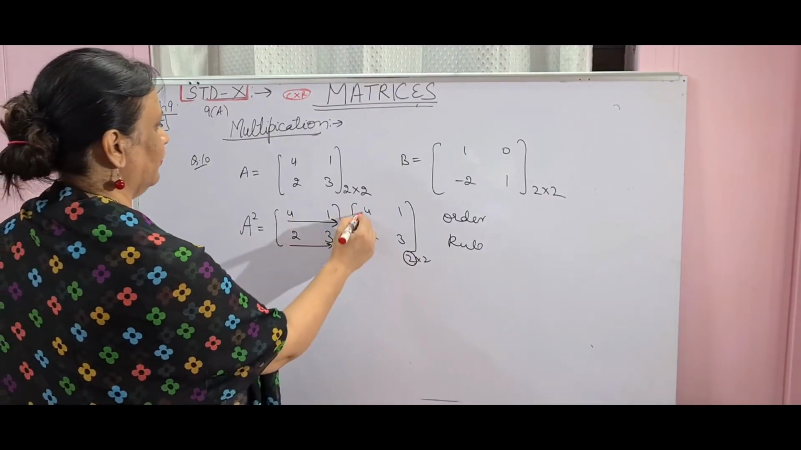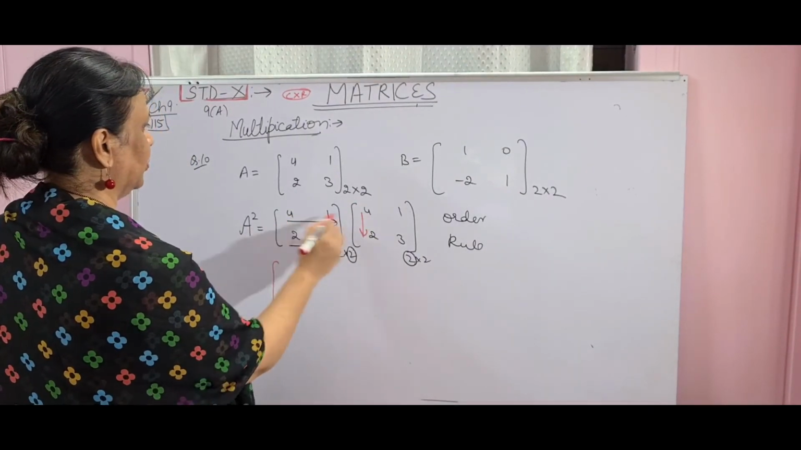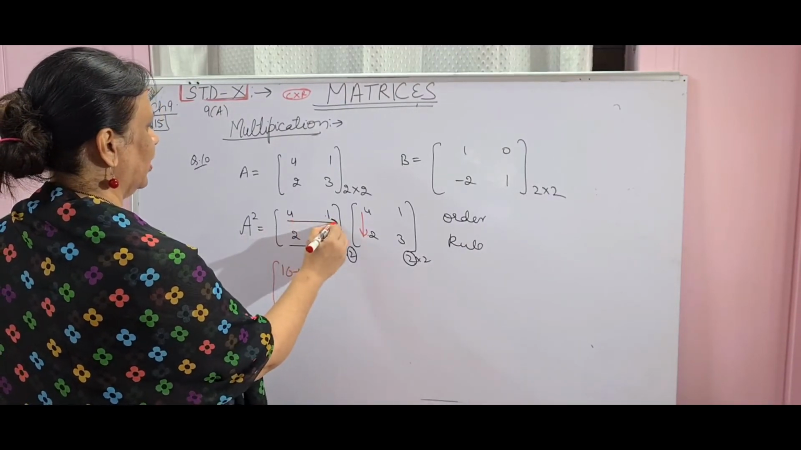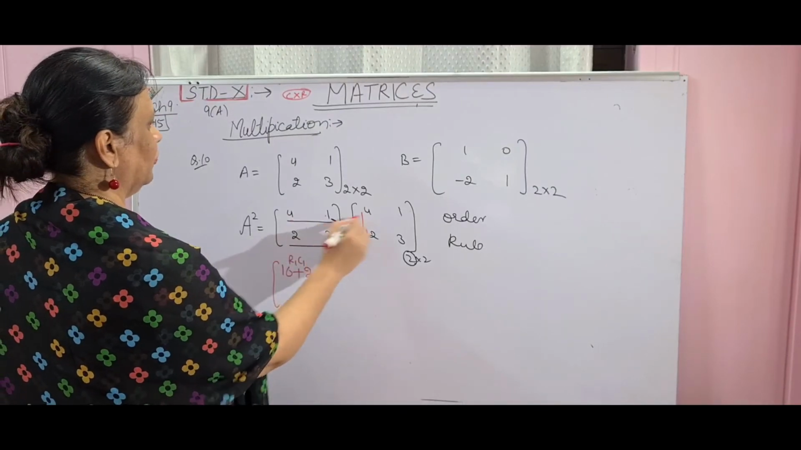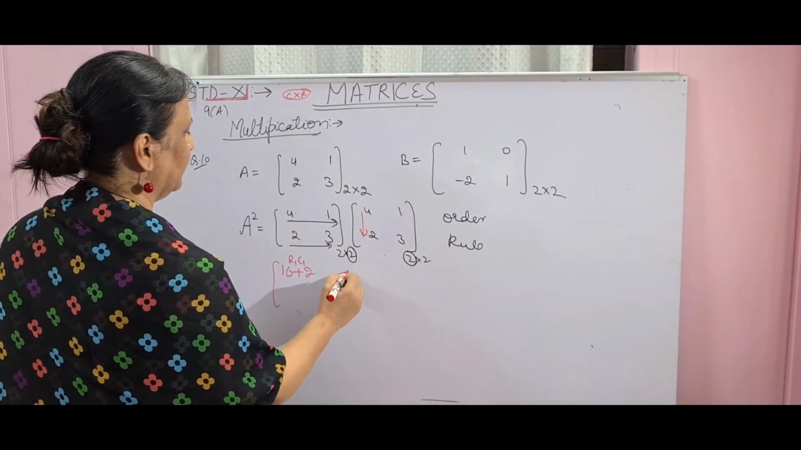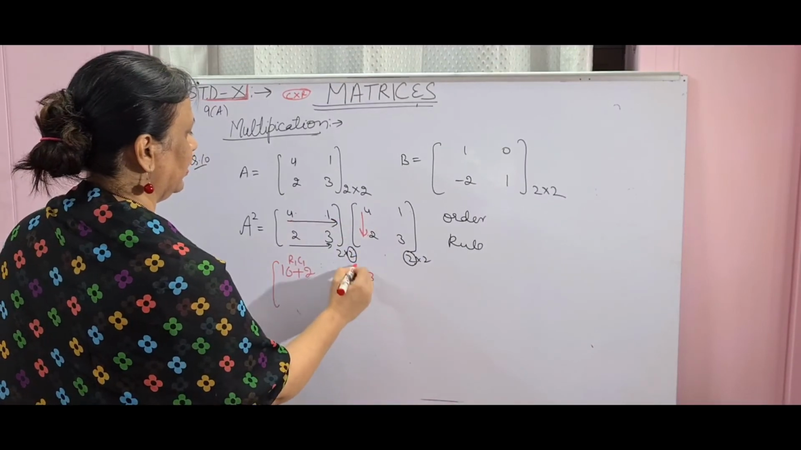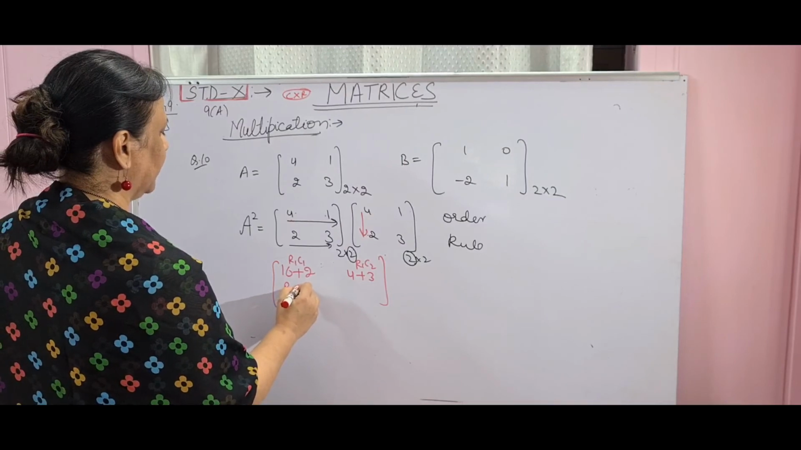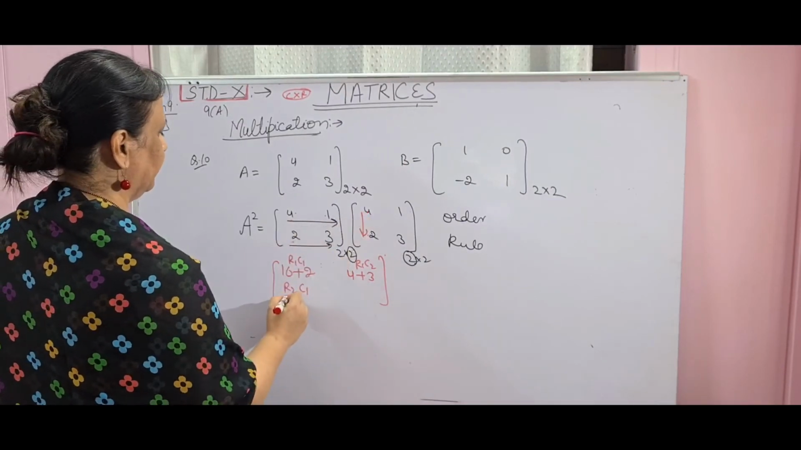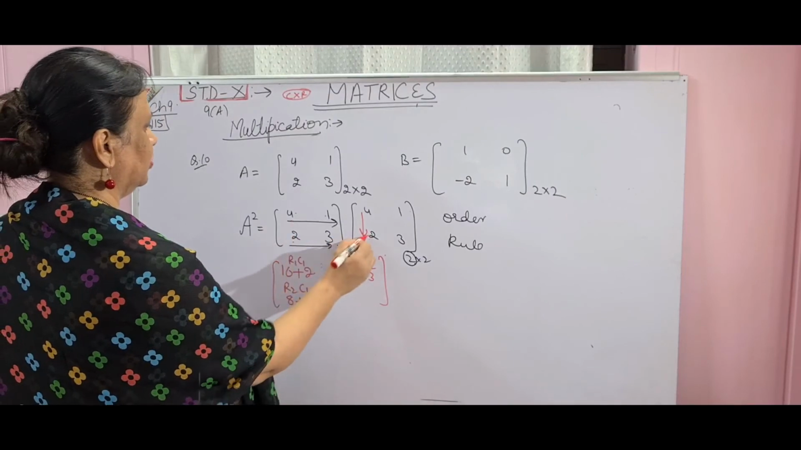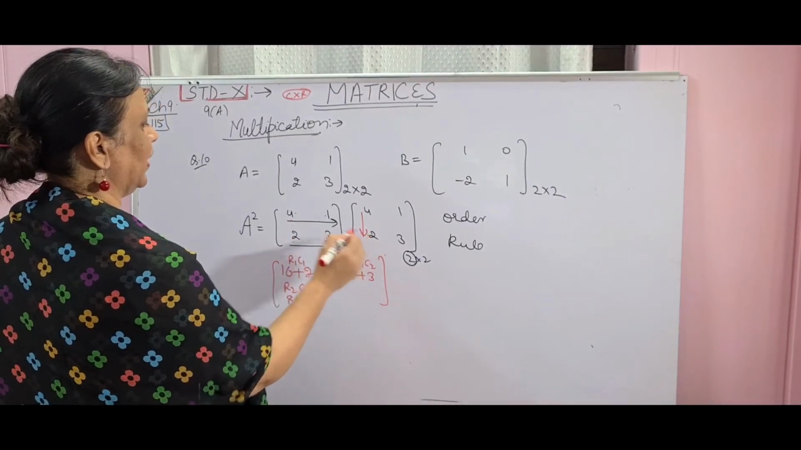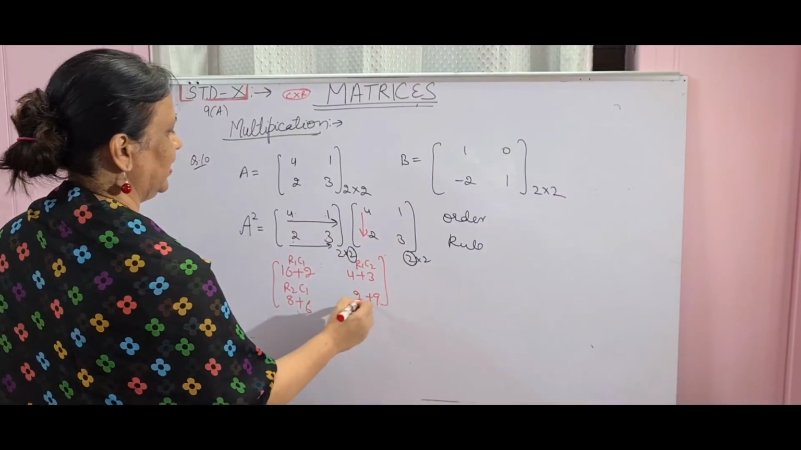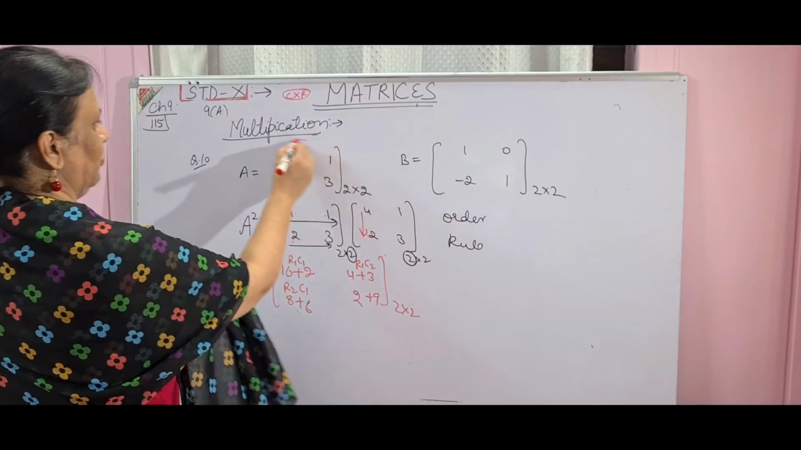Then row 1, column 1. First is 4 into 4, 16, 1 into 2, 2. This is row 1, column 1. Row 1, column 2: 4 into 1 plus 1 into 3. Then row 2, column 1 first: 2 into 4 plus 3 into 2. Corresponding elements to be multiplied. Be careful. 2 into 1, 3 into 3. Always the addition sign, 2 into 2, and that is your required answer.